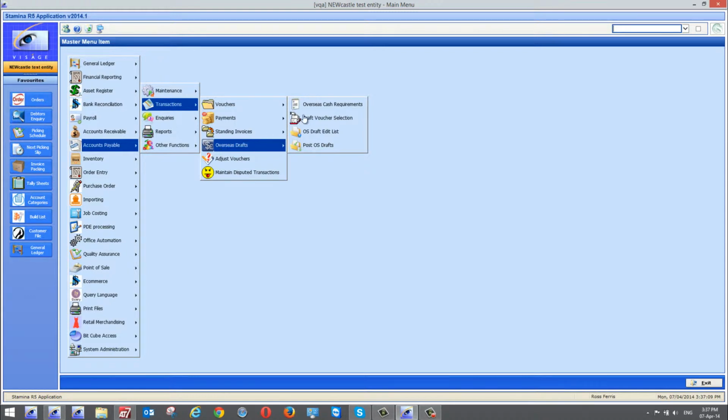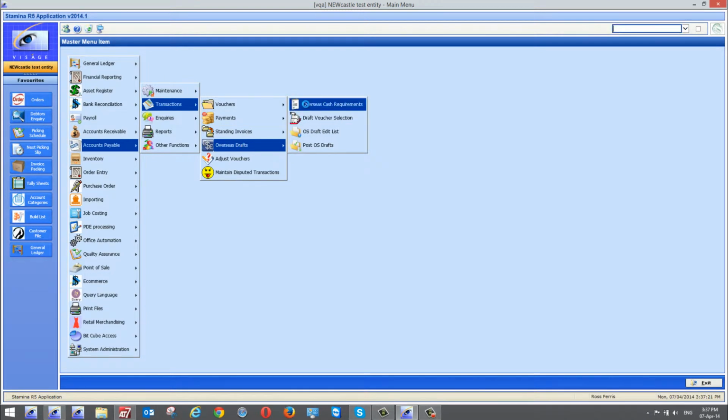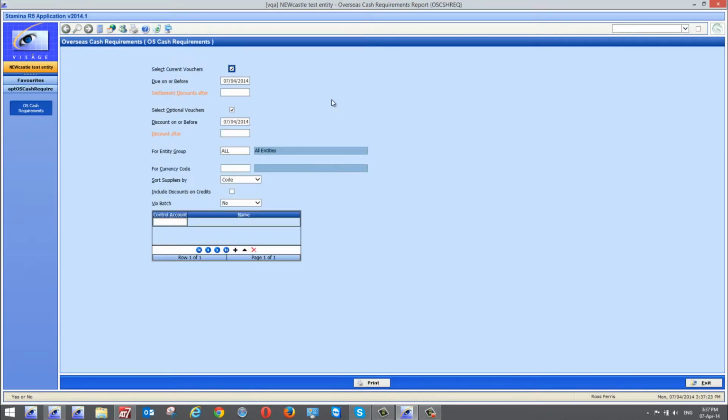Now the first item on here is an overseas cash requirements report. This is very similar to the cash requirements report that we've looked at previously for paying domestic suppliers, and effectively it allows us to get a report out of the system showing us what we would need to pay based on selection criteria we nominate in the report. Now, exactly the same as the domestic suppliers, we first of all get to nominate if we want to show current vouchers. These are vouchers that are due right now, or not necessarily now, due at whatever date we wish to nominate here. So we might be interested in everything that's due up until the 20th of April.